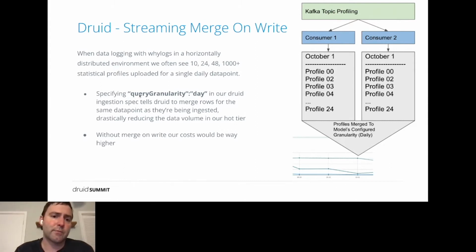Whereas in Druid, I could specify a query granularity of day, and Druid will maintain that in-memory buffer and merge that data as it's coming in the front door without me having to have a dedicated microservice to do something like that. And so that really helps with reducing our costs to deal with data volumes that we get from customers logging data in a horizontally distributed environment.